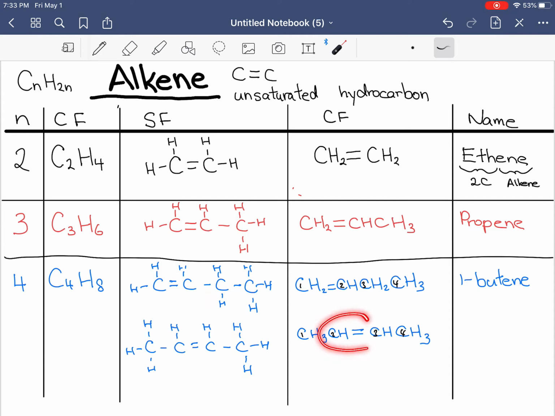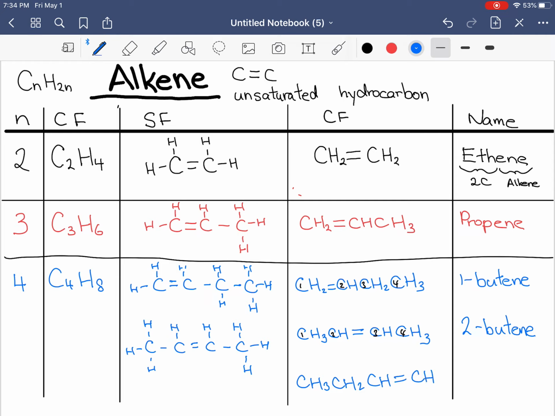Which means this is 2-butene. You see? Pretty sick, huh? You may be thinking, hey, I get the idea. Check that out. Look at this. 3-butene.